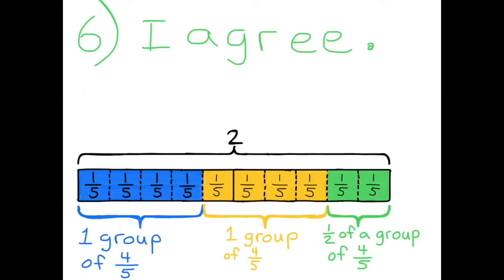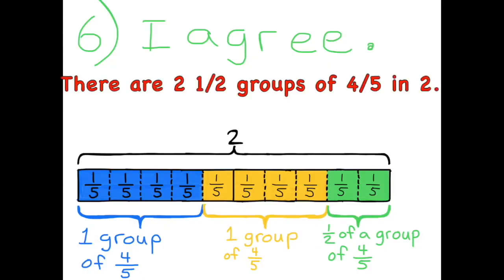On this graph paper, I've colored in every square. There are 4 blue squares colored in, 4 yellow squares colored in, and 2 green squares colored in. All the squares together represent 2. The first group, the blue group, is one group of 4/5. The next group, the yellow group, is one group of 4/5. And the last group, the green group, there's only 2 out of 4, which represents 1/2 of a group of 4/5. There are 2.5 groups of 4/5 in 2.